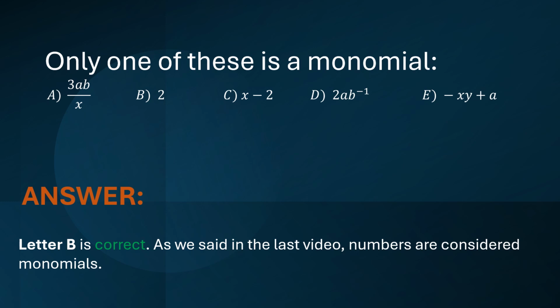So letter A, 3ab over x. As we said before, here we are dividing by a letter, which is x. And by definition, this cannot be a monomial. Then letter B is correct. Letter C, x minus 2. Here, we are subtracting a quantity from another quantity, which is x.